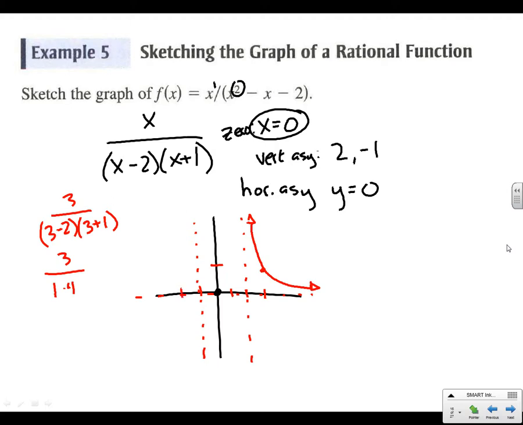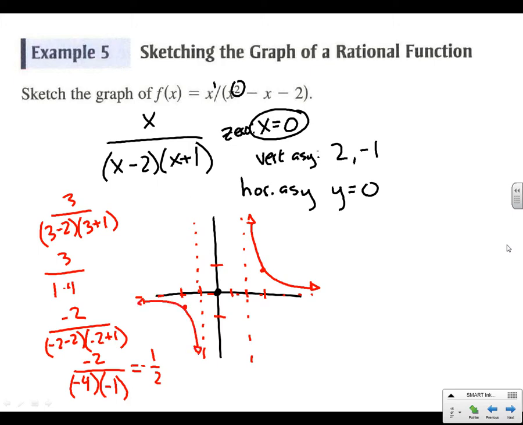How about something over here? How about -2? So -2 over -2 minus 2, -2 plus 1. And so we're going to have -2 over -4 times, what do we have here? -1. So we'll have -2/4, which is 1/2 negative. And so we're down here. And we must curve. All right, the last point in here. We don't know what our curve is doing in between the asymptotes in here. All right, so we're going to need a couple more points in here.